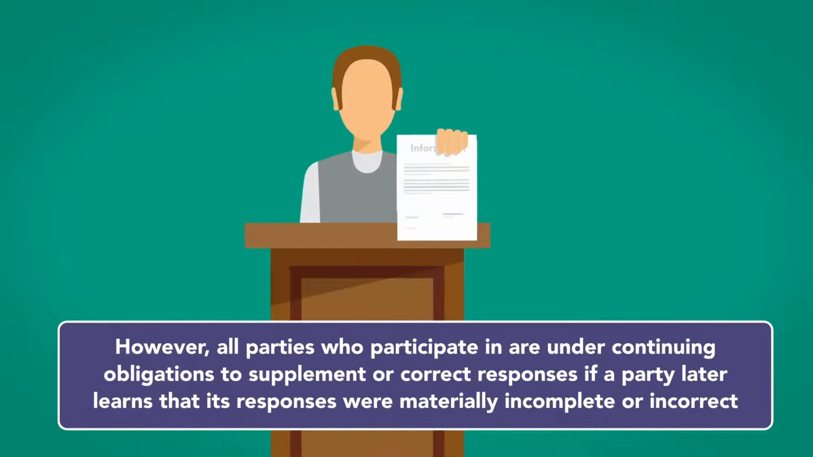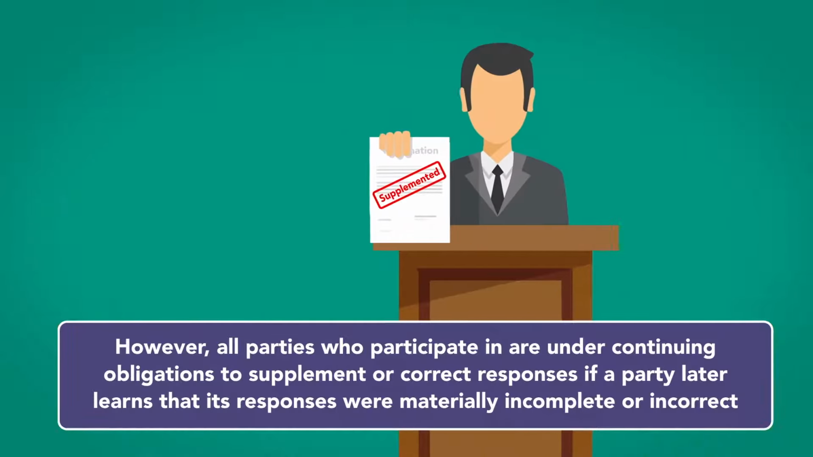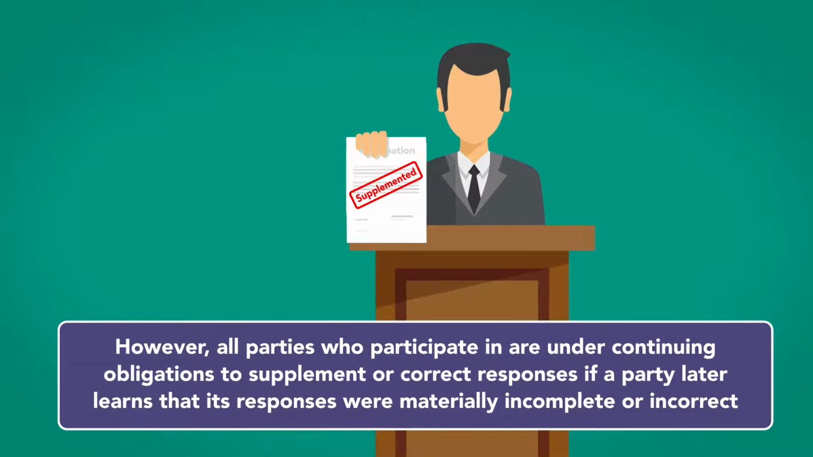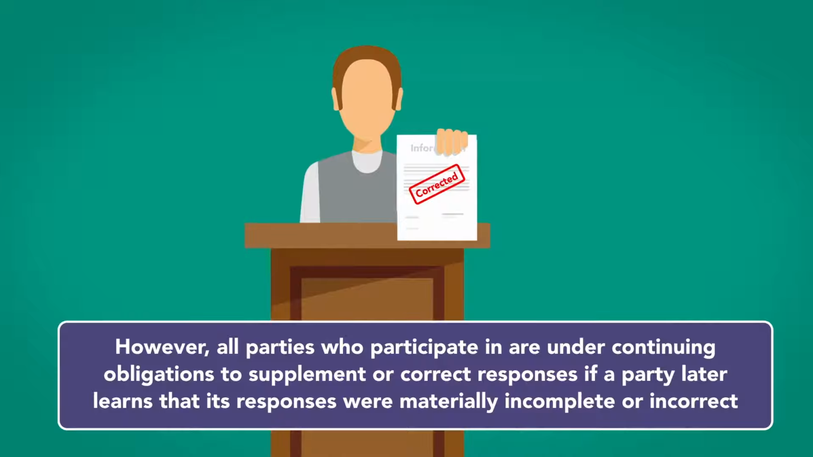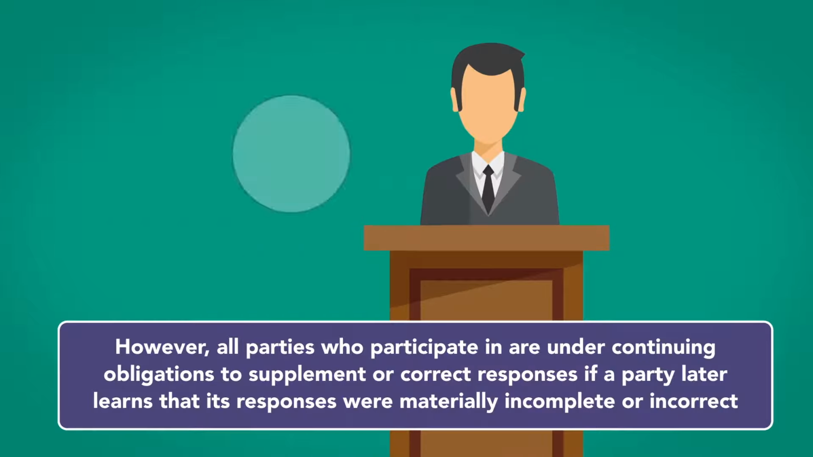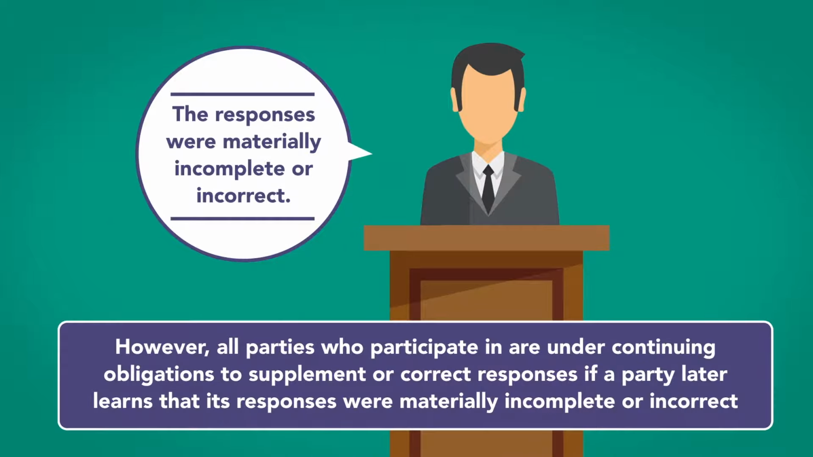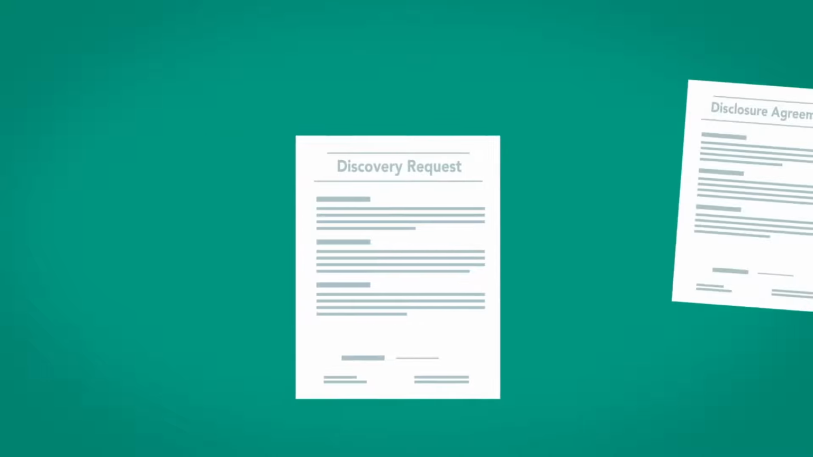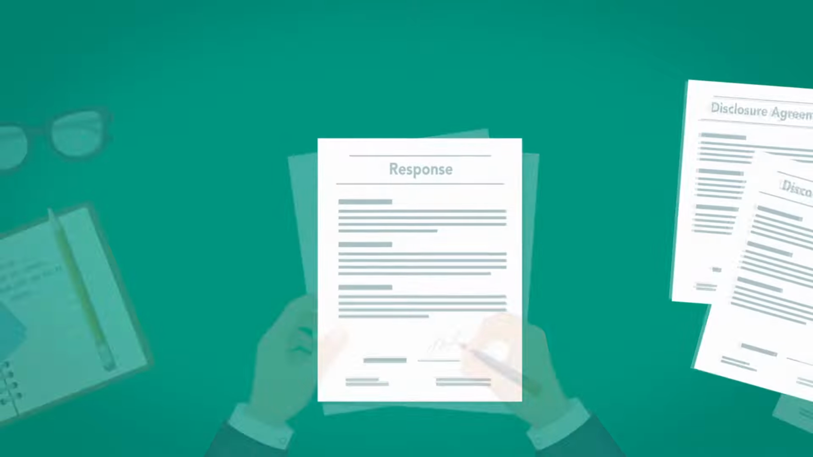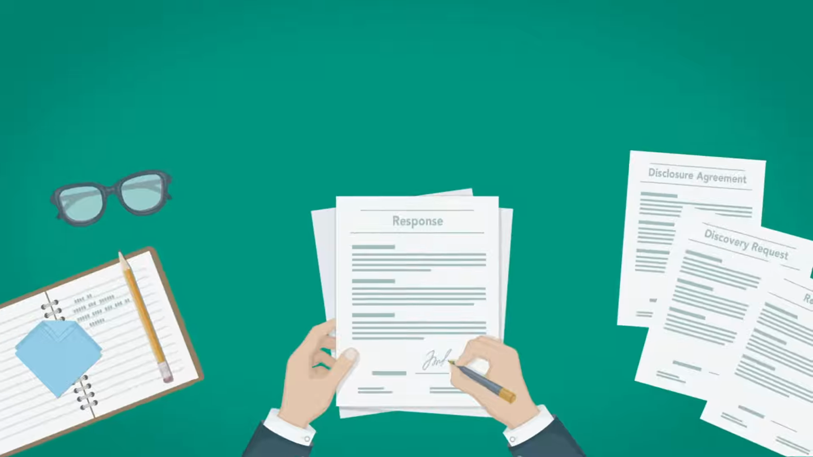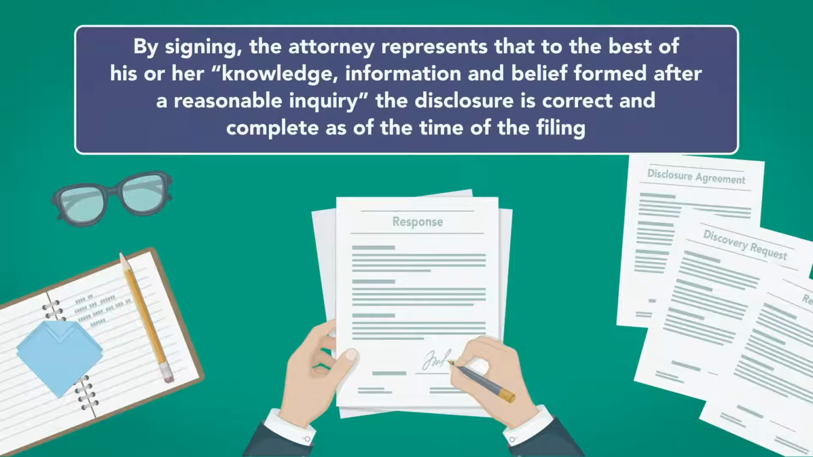However, all parties who participate in discovery are under continuing obligations to supplement or correct responses if a party later learns that its responses were materially incomplete or incorrect. Every disclosure, discovery request, and response must be signed by the attorney of record for the filing party. By signing, the attorney represents that to the best of his or her knowledge, information, and belief formed after a reasonable inquiry, the disclosure is correct and complete as of the time of the filing.